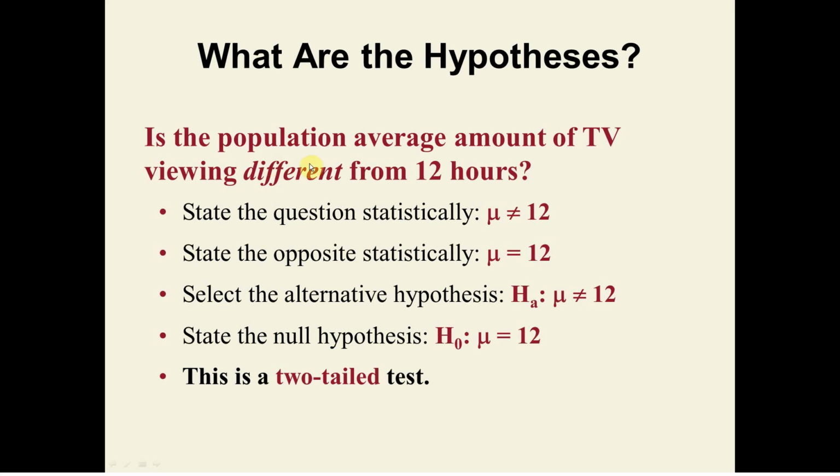What if we wanted to say, is the population average amount of TV different from 12 hours? Well, that's basically the same thing. Once again, different than 12 hours, mu, population average, different, not equal to 12. Again, the opposite's that, and then the same hypothesis holds.